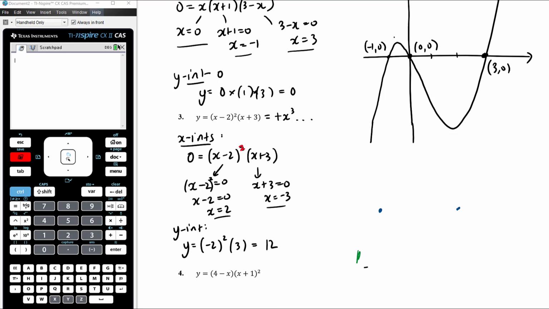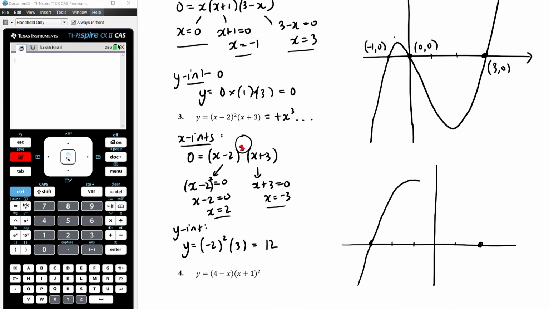So let's draw that in. Okay, so what we know is we're going to have x-intercepts at +2 and -3, so we've got intercept at 2 and intercept at -3. We know we've got a positive cubic, so it goes up as we go from left to right. We know at 2 we're going to have a turning point. So my graph's going to actually cut through the x-axis at x equals -3. It's going to touch or bounce at x equals 2. And that also fits with the fact we calculated our y-intercept to be +12.